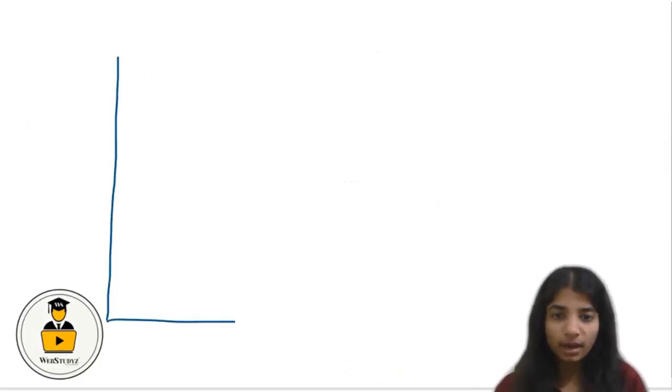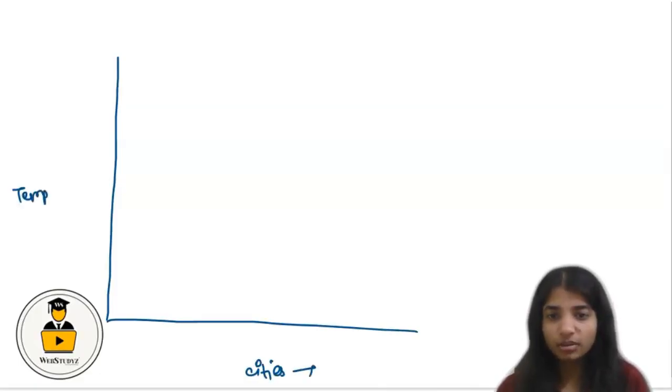So this is our bar graph where the x-axis is representing the cities and the y-axis is representing the temperature of those cities. We are going to draw the scale up to 45 with the 5 difference. So 5, 10, 15, 20, 25, 30, 35, 40 and 45.